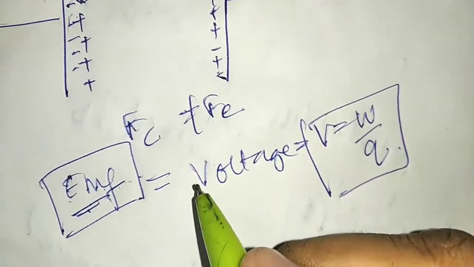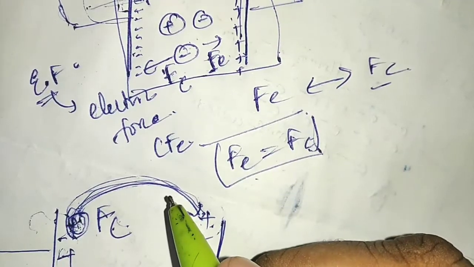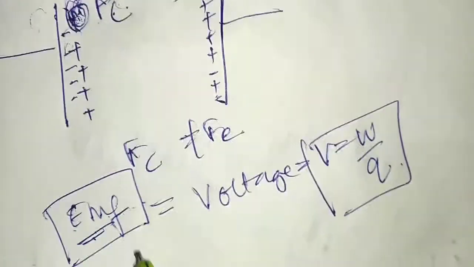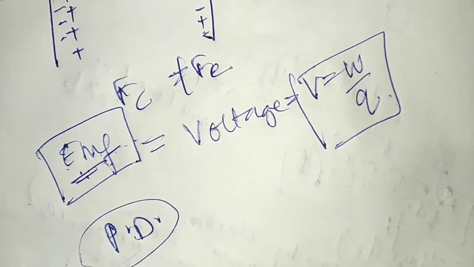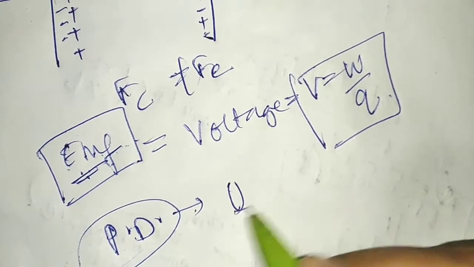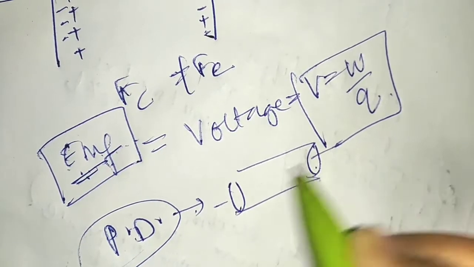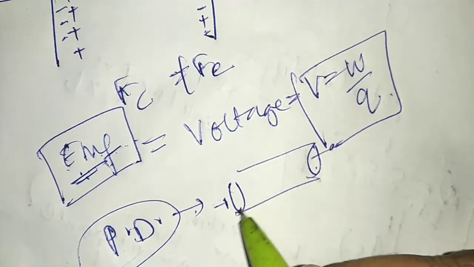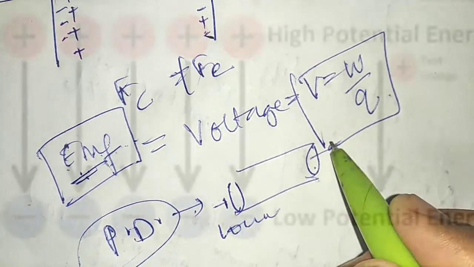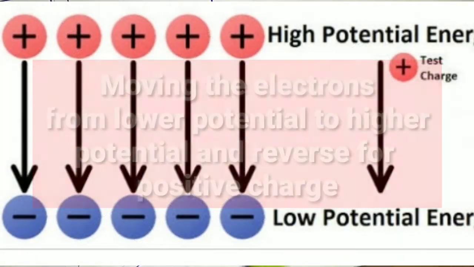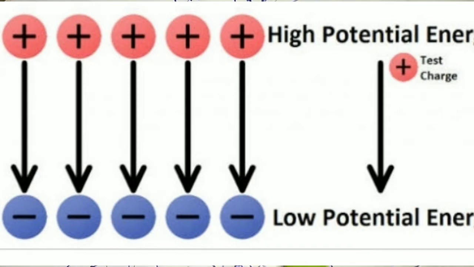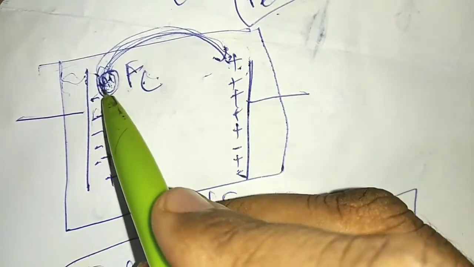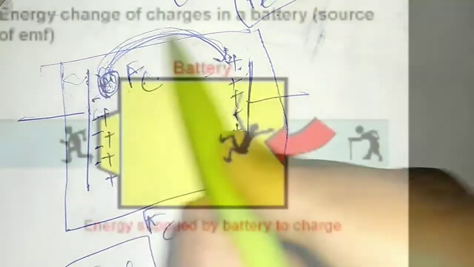Now, students, you may get confused about what potential difference is and what EMF is. Potential difference is seen across a conductor when we move an electron from one point to another point, from a lower potential to a higher potential. EMF is across the battery, where we move the positive charge from the negative plate to the positive plate.